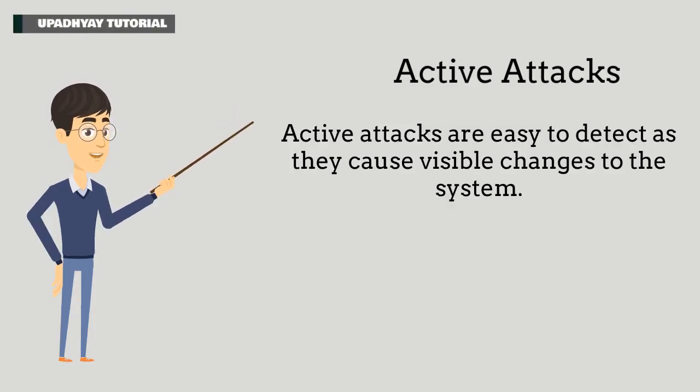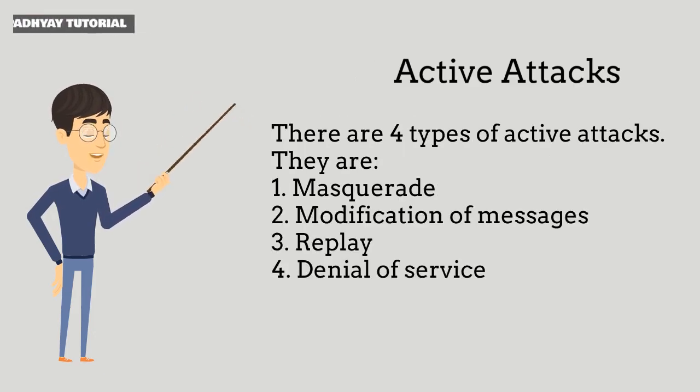Active attacks are easy to detect as they cause visible changes. In the example we can see that you will not be able to log into your account after the attack and that's how the attack is detected. There are four types of active attacks: masquerade, modification of messages, replay, and denial of service. We'll learn about them in detail later.